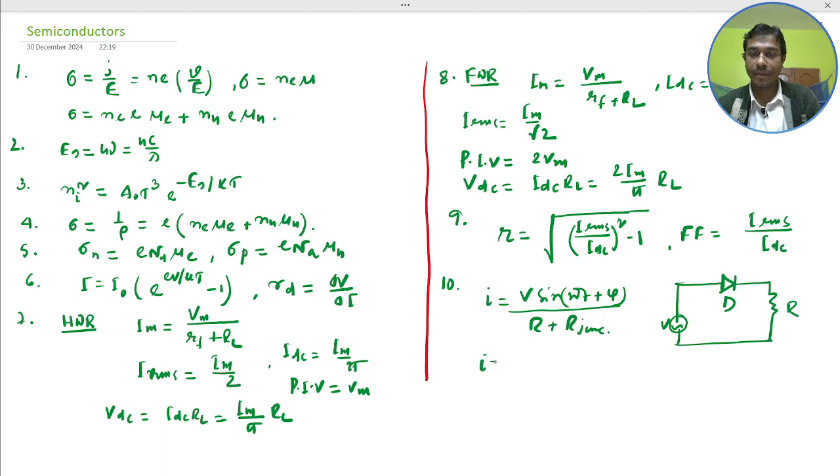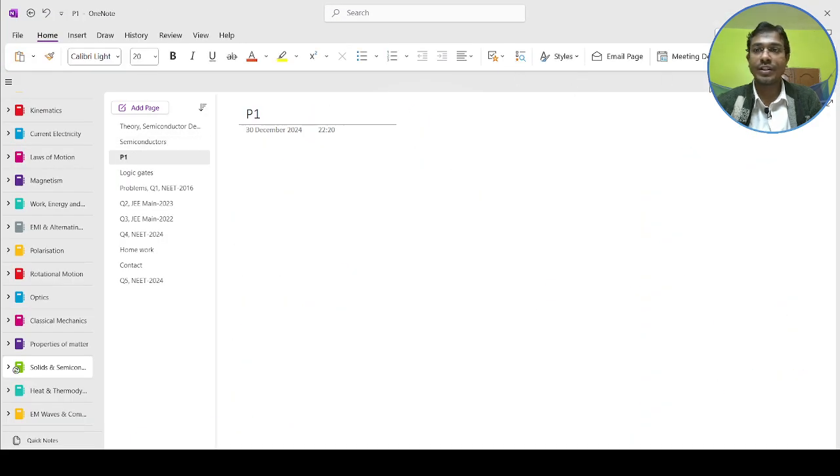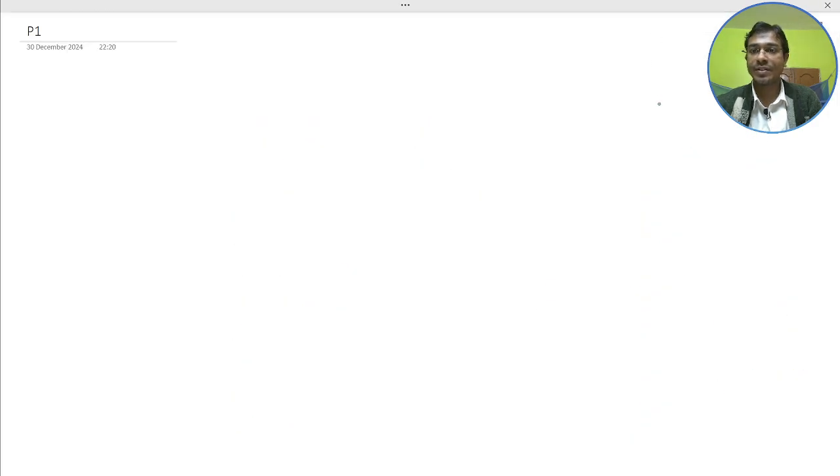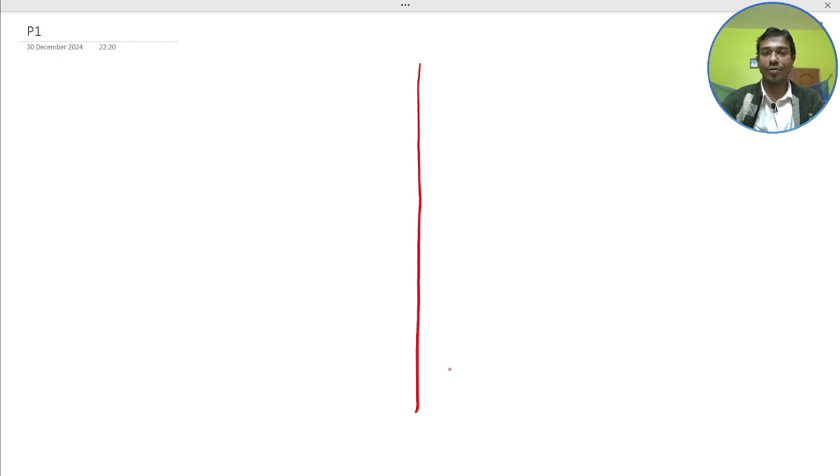So I would become that V naught by I sin omega t plus phi. So next one, the junction diode and the transistors. For the junction diode and the transistors, we just separate this board. And first of all, the symbol of the PNP transistor, this is the PNP.